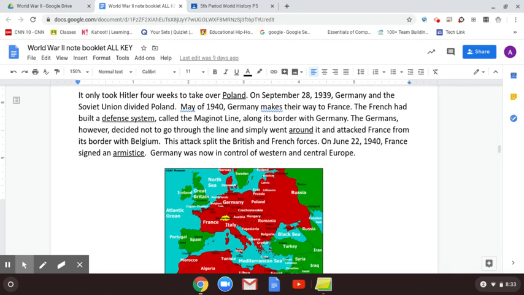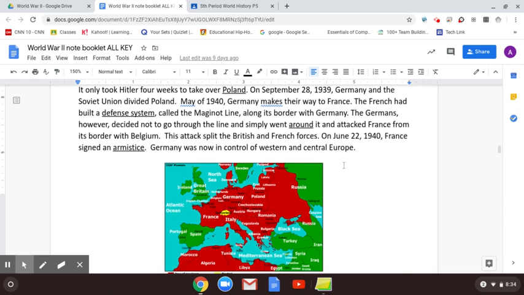France had a defense prepared because they share a border with Germany, and they blocked that border as much as they could. Well, Germany just went right around that, so it made it essentially ineffective, and it's not good for the French. This attack split the British and French forces. On June 22nd, 1940, France signed an armistice. Germany was now in control of Western and Central Europe.